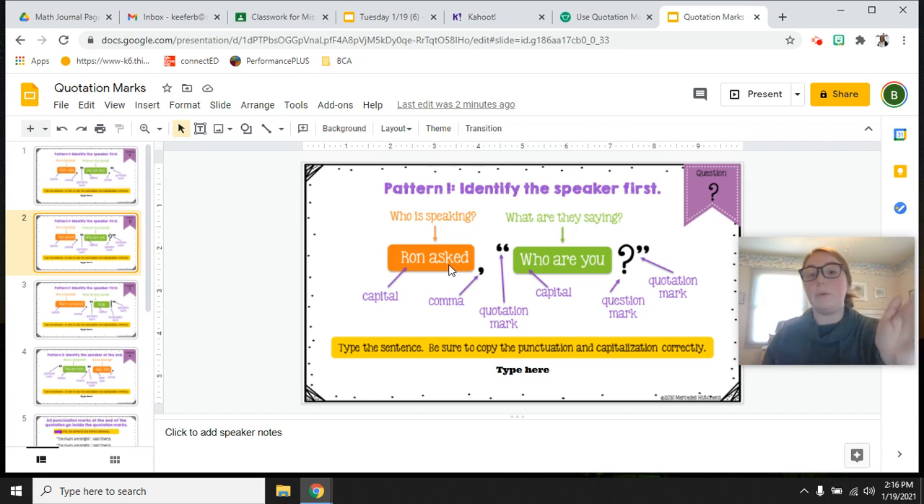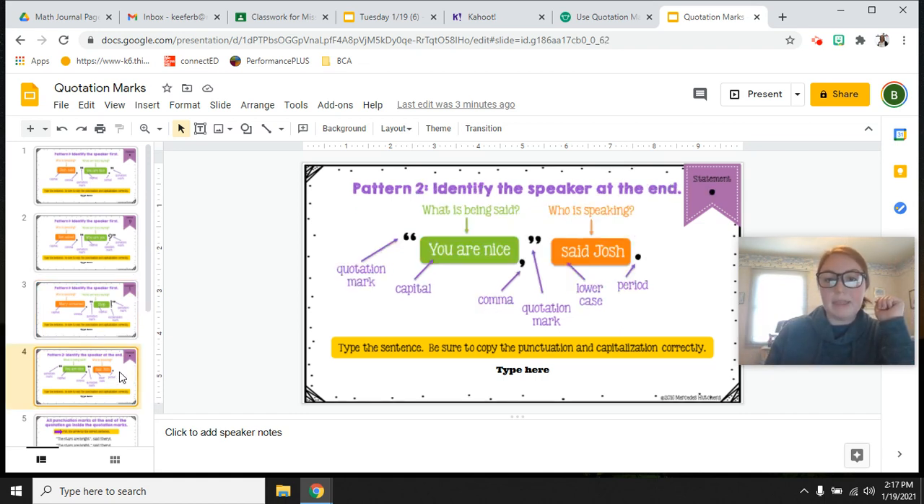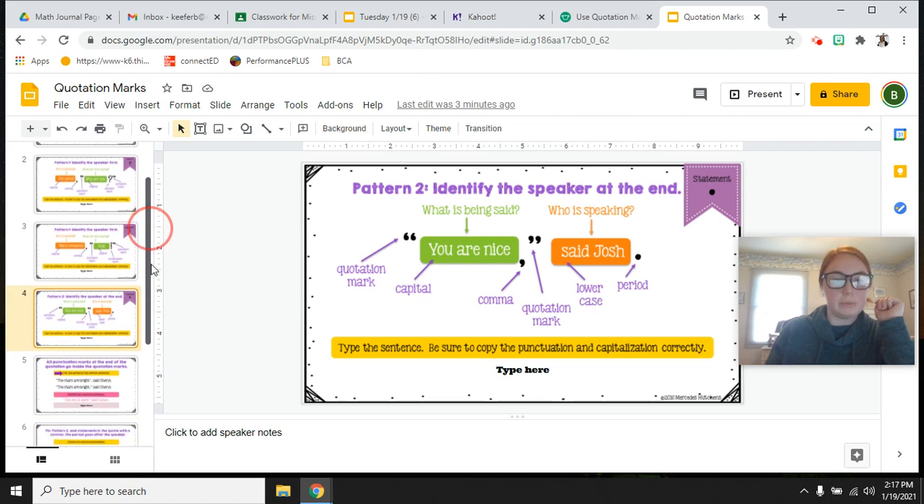Okay, it looks different when we look at the second pattern. A comma comes after the tag if the speaker is first. Here is an example of the exclamation point. Same thing. Mary screamed, comma, quote, stop, exclamation point, and then end quote. So the exclamation point is inside the quotation mark, and then we have the comma separating the tag from the quote, okay?